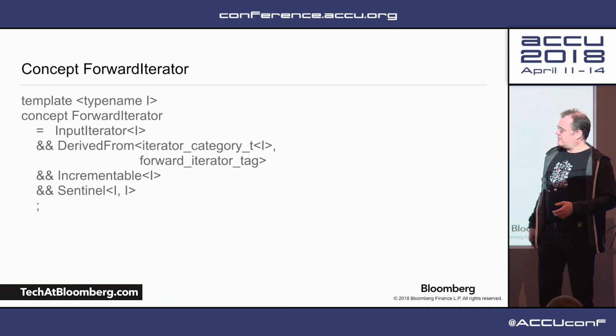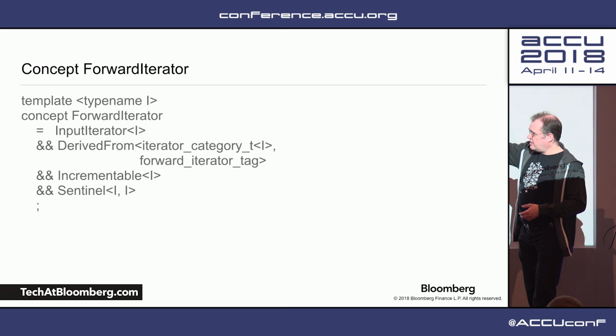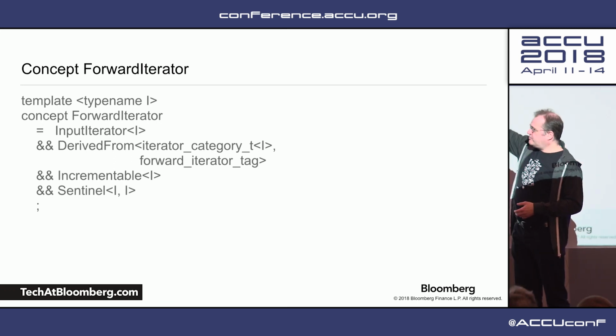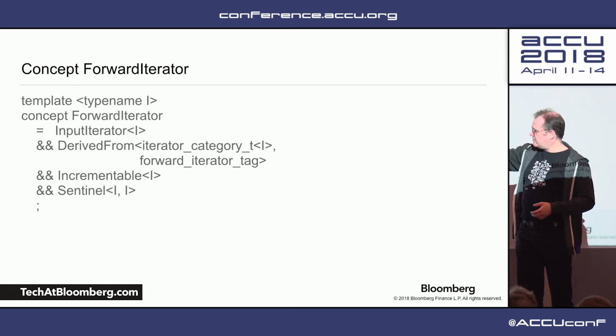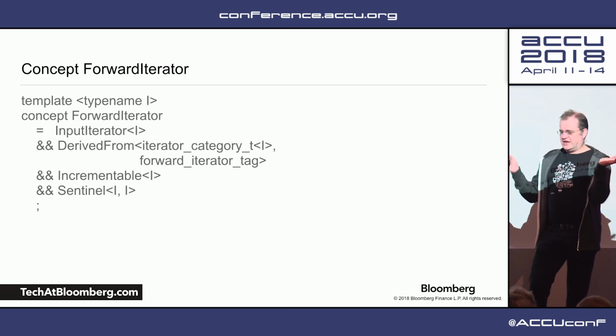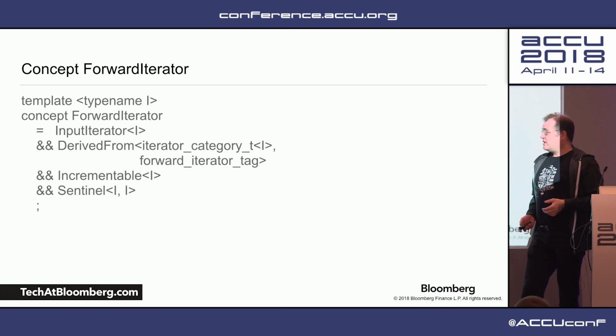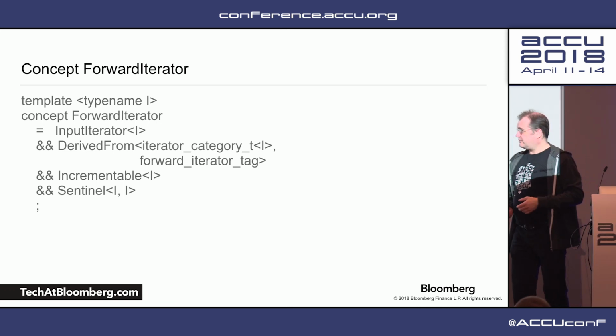Now, forward iterator unfortunately looks kind of weird. Basically, this is all there is in the proposed standard. It delegates to, well, it has to be an input iterator. The category is forward iterator, has to be incrementable and sentinel. And then it just delegates to those. And those all delegate somewhere else. So it's actually not a really nice and super readable concept.